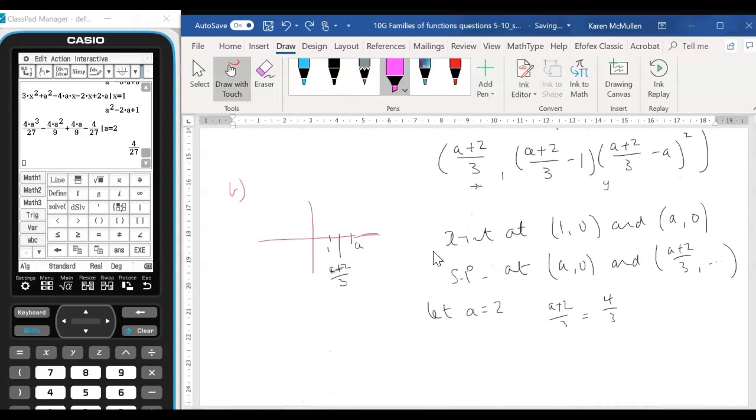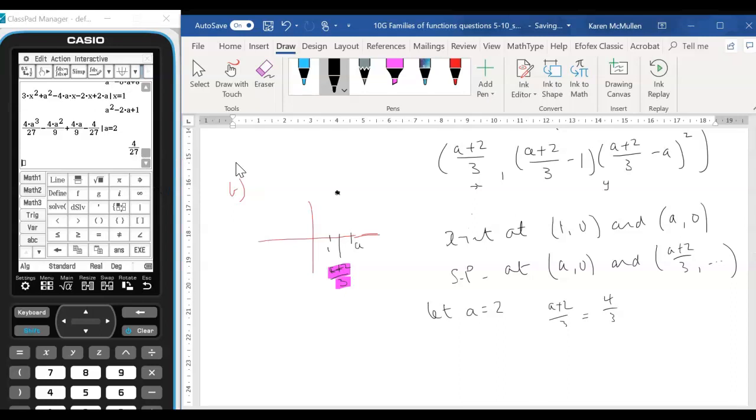Sorry, I didn't mean to cross it out, I meant to highlight it. This point here is going to be 2 plus 2 over 3, and when we substitute that in, we get a positive value for y. So that means the coordinate is going to be up here. It doesn't matter what value of a we use, we just needed to know whether this point was going to be a positive y coordinate or a negative y coordinate. We just found out it's positive, so 4 over 27.